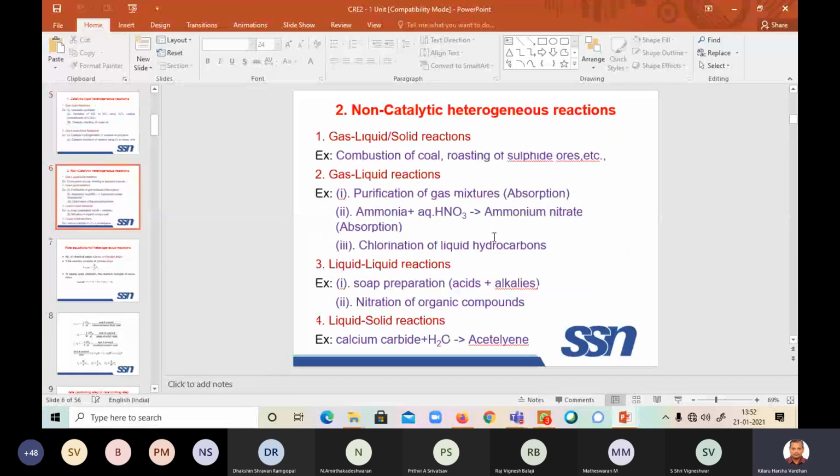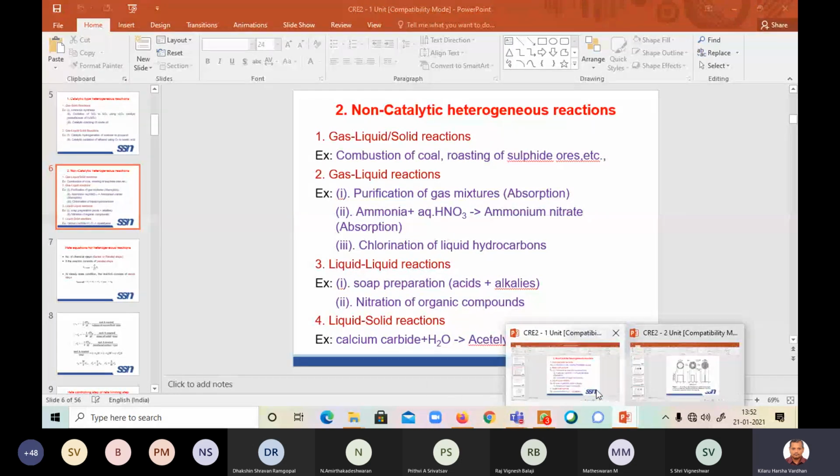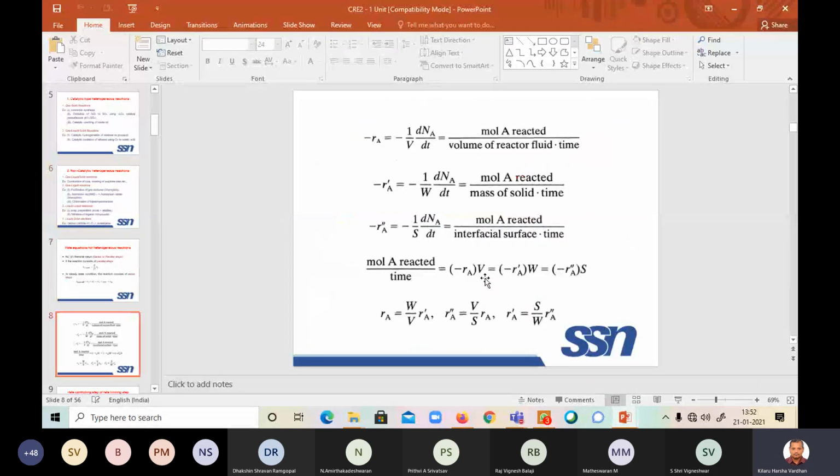Interfacial surface area, because if you see the other one, that is absorption, gas is absorbed in liquid. Therefore, there will be an interface of the gas and liquid. How much is the interface? Based on that, your reaction rate will change. That is what this is. How much is the interfacial surface area between the two phases? Based on that also, you can write your rate.